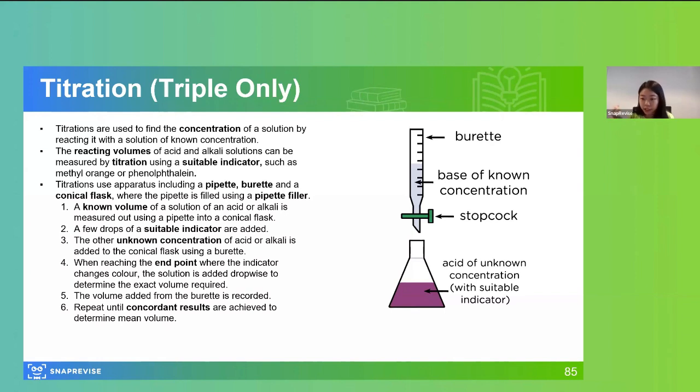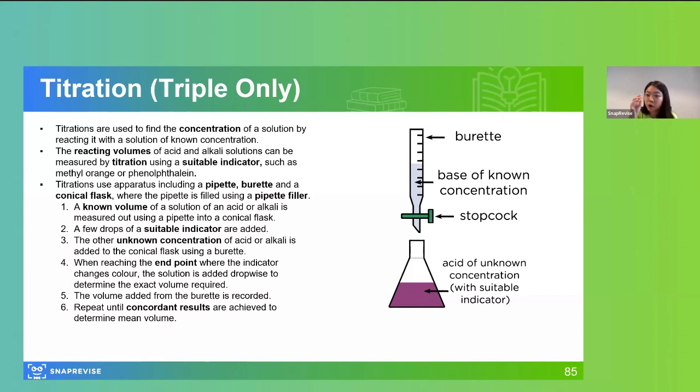The other acid or alkali is then added to the conical flask using a burette. So essentially, the thing that you know the concentration of, you're going to put into the burette, or it can be the opposite. I told you that the unknown concentration will be in the conical flask and the known one is going to be in the burette. That also works. You can also do the opposite. Both work exactly the same.